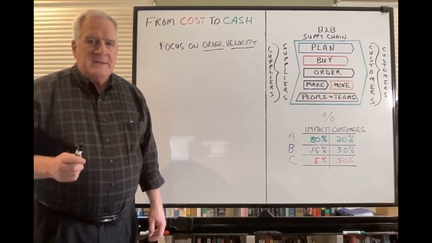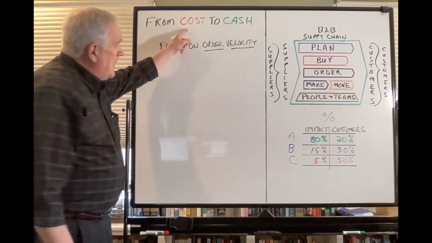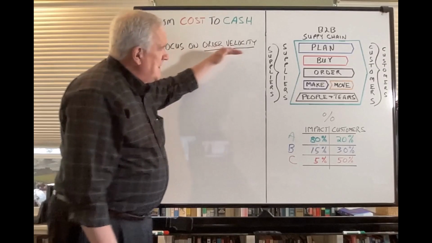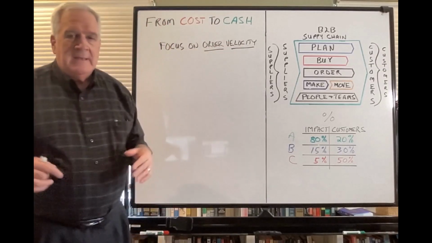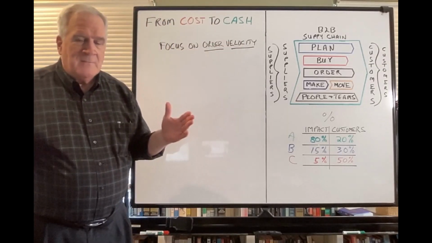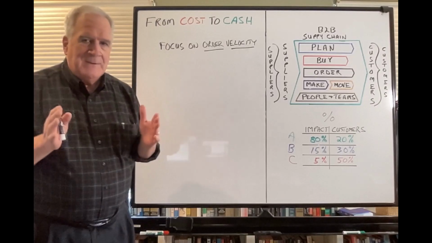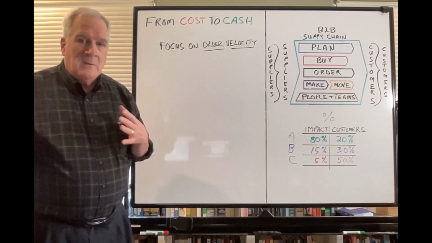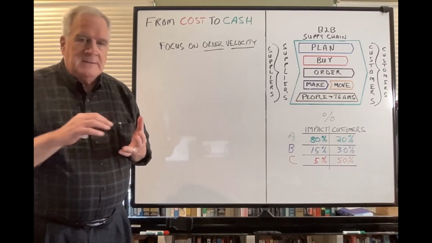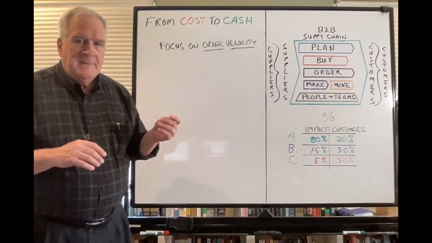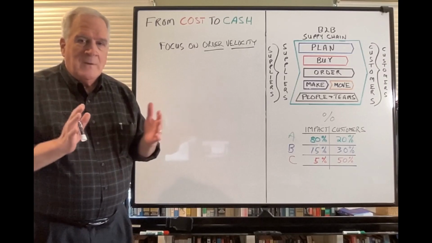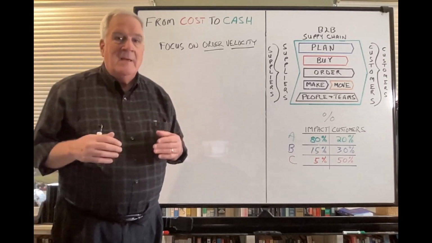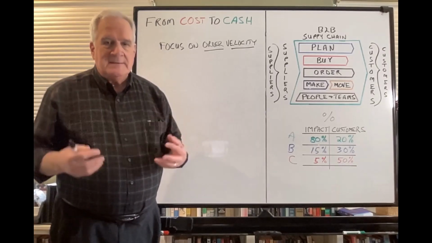Hello. In this session on changing our focus from cost reduction to cash generation, we're going to be talking about what's called order velocity. And that is, as much as possible, reducing the cycle time, the time it takes from the start of an order, either in production or in a distribution center, to the time it's ready to ship. Because the more we can shrink that time, the more orders we can process in the same amount of time, the more cash we can generate in the same amount of time.